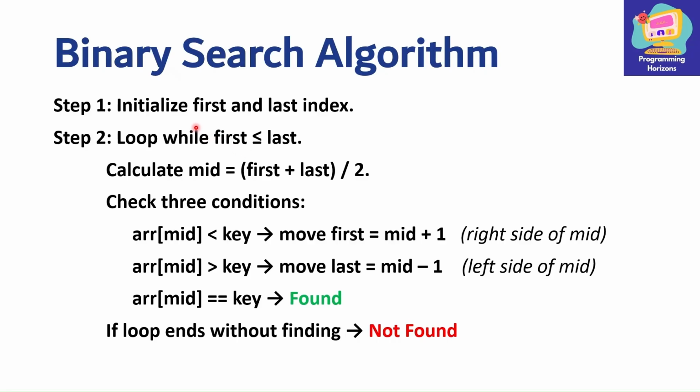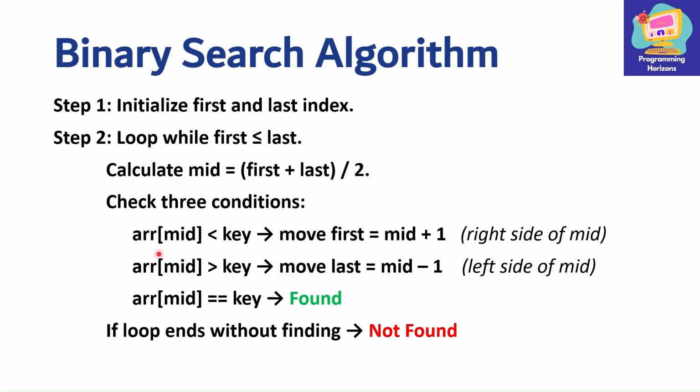We first initialize the first and last index of the given array. Then we loop through the array while the first index is less than or equal to the last index. Inside the loop, we calculate the middle index using the formula (first + last) / 2 and take the integer part of this division. Then we check these three conditions.